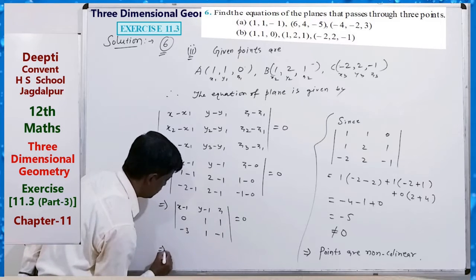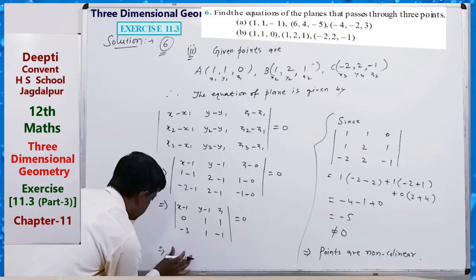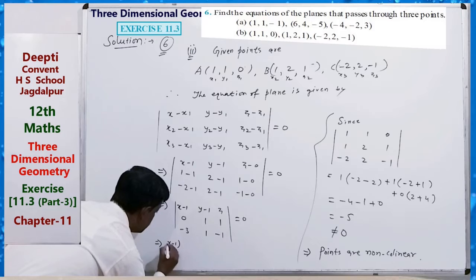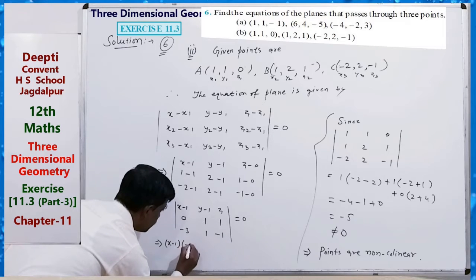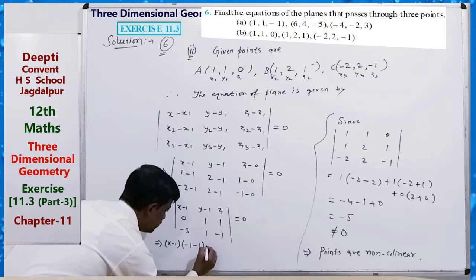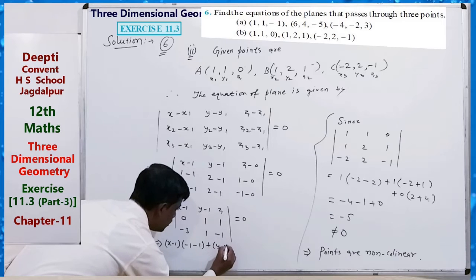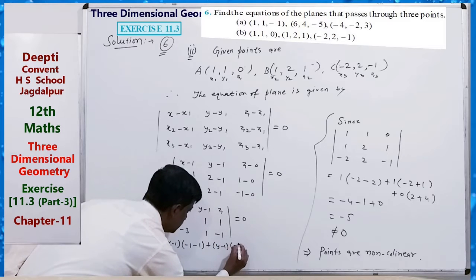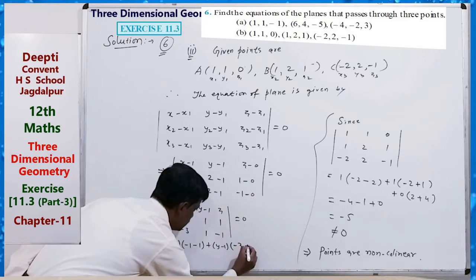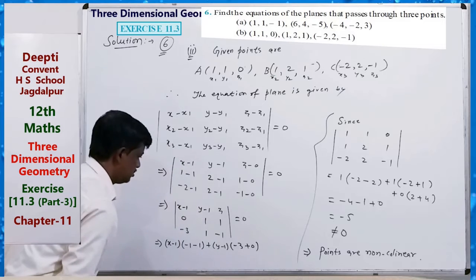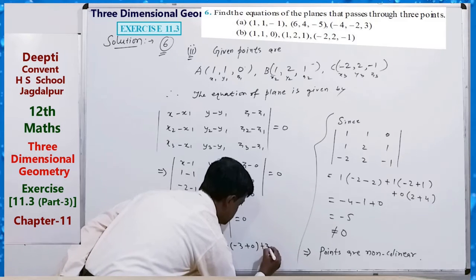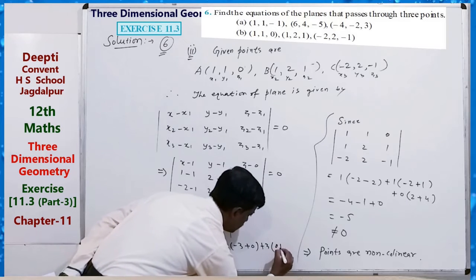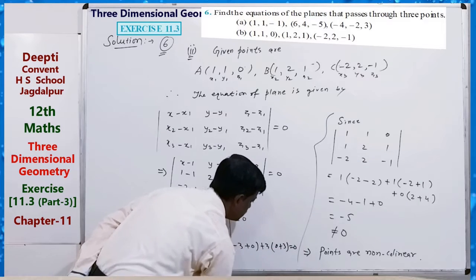Just solve this determinant. We will get: x minus 1 into minus 1 minus 1, plus y minus 1 into 0 plus 3, plus z into 0 plus 3, equals 0.